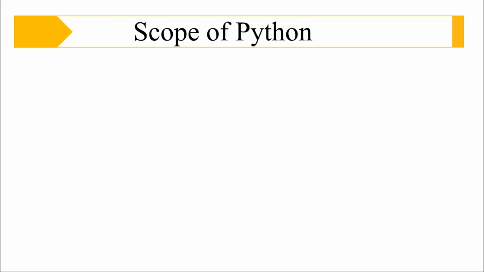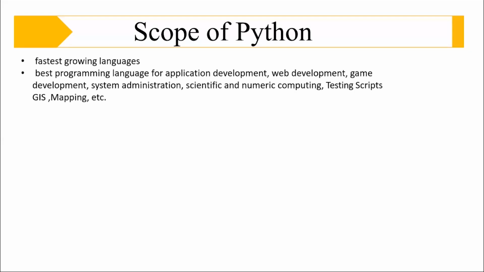Now let's have a look at the scope of Python. Python has a very, very vast scope, as it is one of the fastest growing languages, one of the trending and booming languages of today's world. It is one of the best programming languages for application development. So let's have a look at applications that are using Python.